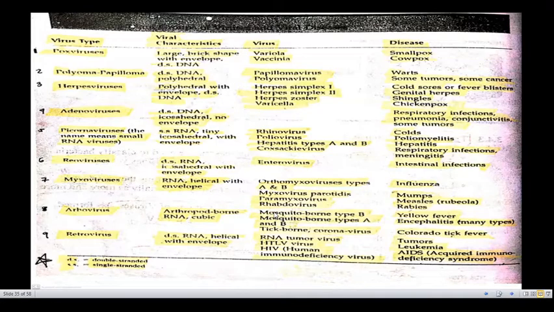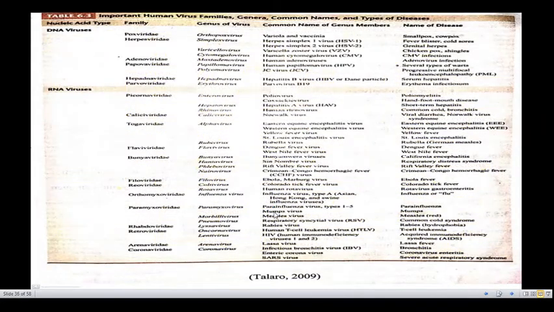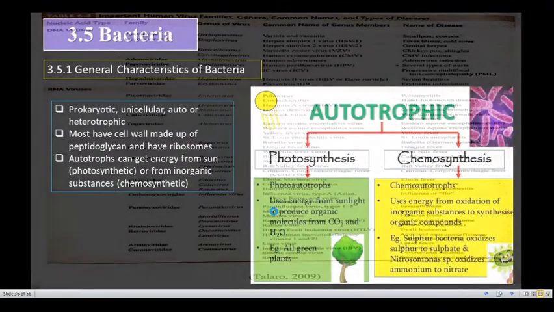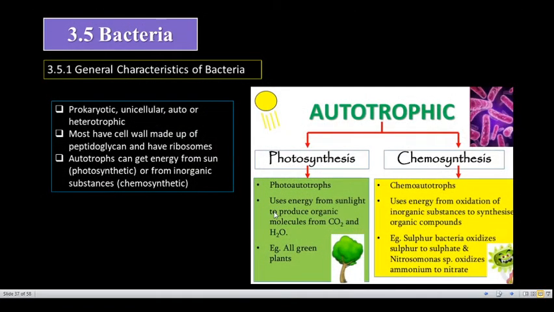Okay, so let's start with the bacteria. We're done with the viruses. Now we will start with the bacteria. So you have very general characteristics of your bacteria. Number one, your bacteria are prokaryotic, meaning they do not contain a true nucleus, and they also have fewer organelles. And they are also unicellular, meaning they are composed of only a single cell.